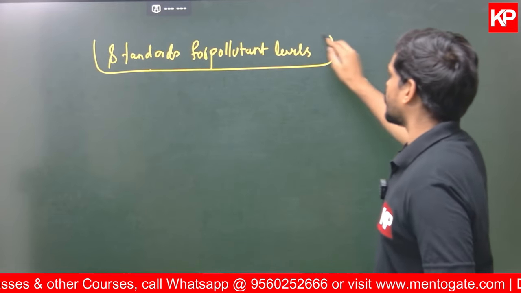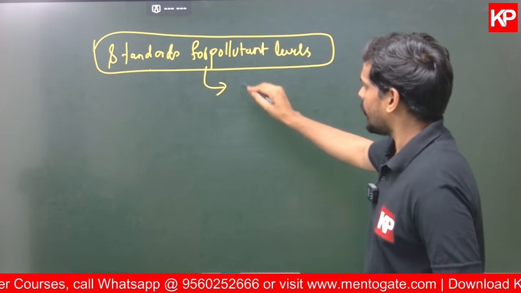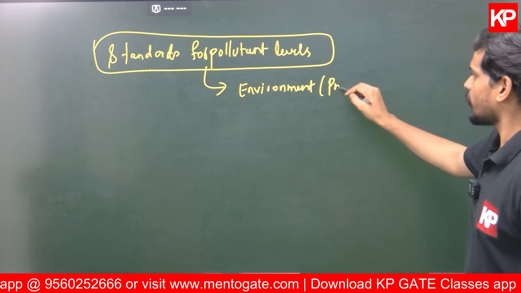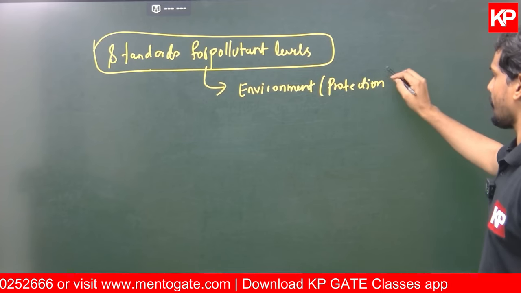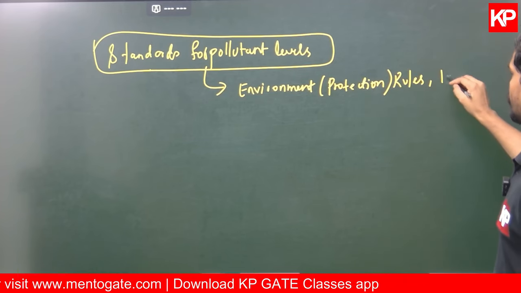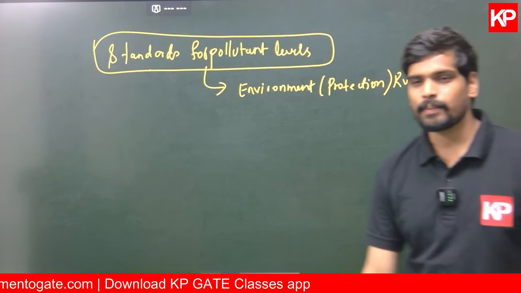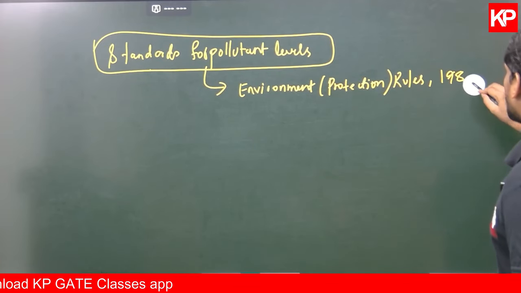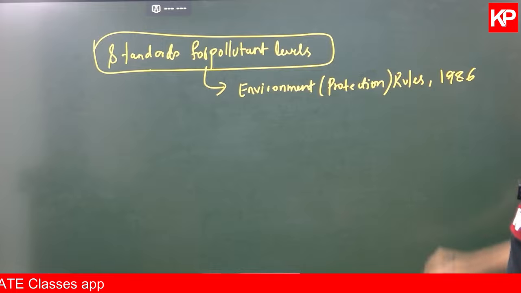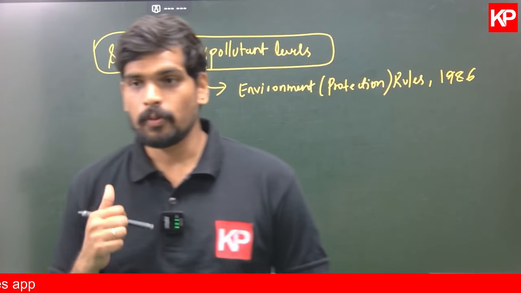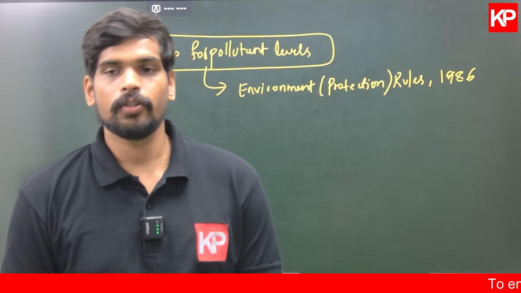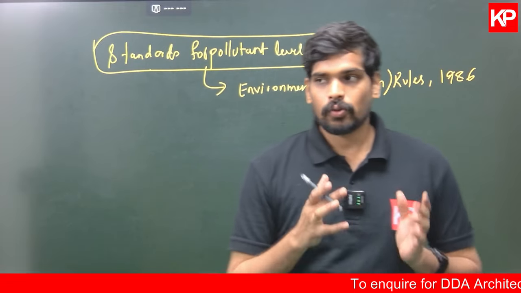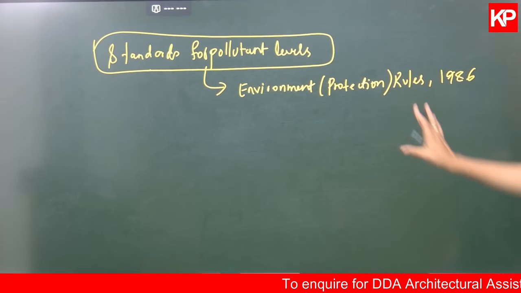The standards for pollutant levels in India can be referred mainly from the Environment Protection Rules of 1986, which was amended multiple times, but 1986 is the original notification. So this is the document, 1986. As per the Environment Protection Rules 1986, which set standards for a lot of pollutants, they also set the standards for BOD of water, of sewage effluent, so as to control water and land pollution. That's something which you can remember.